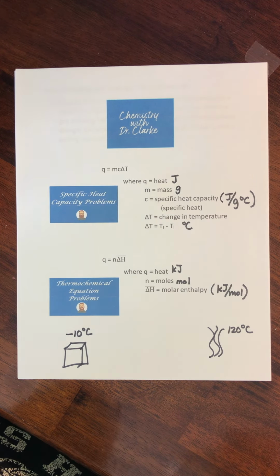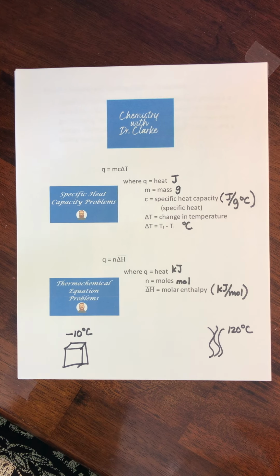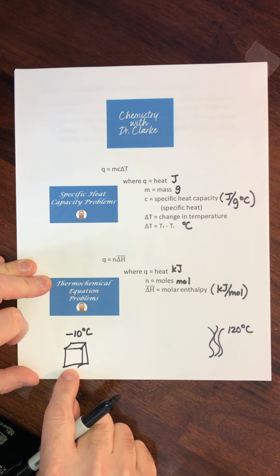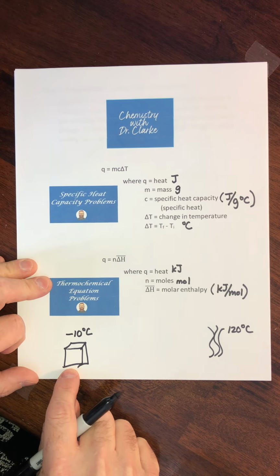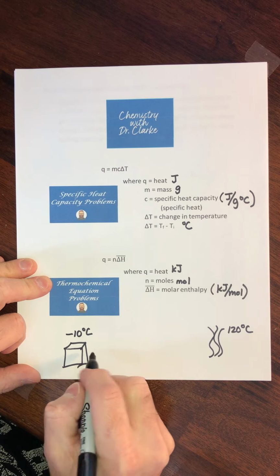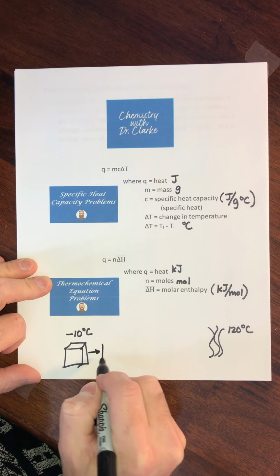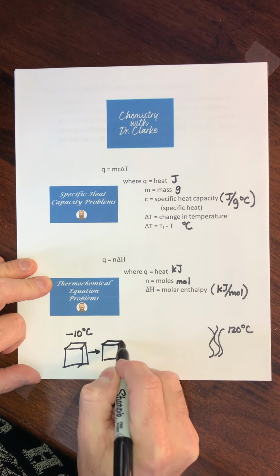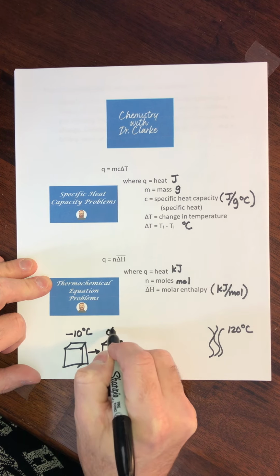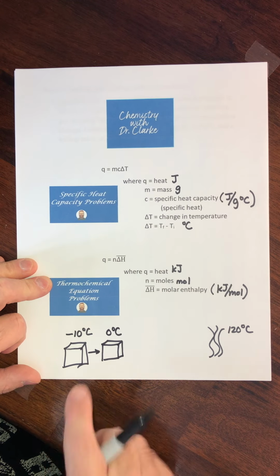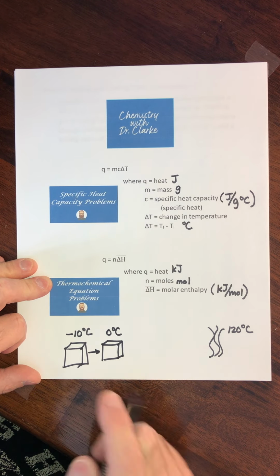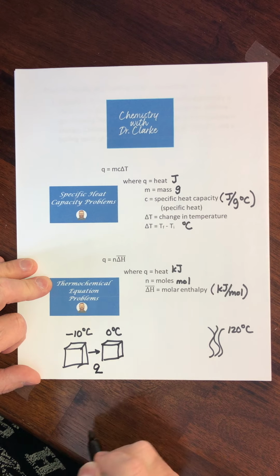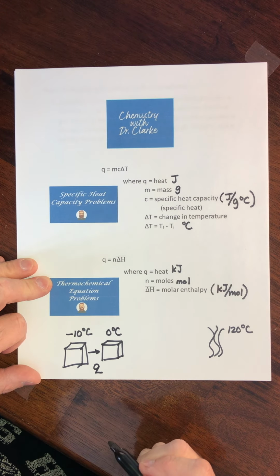And it's a series of small changes. Right? Your ice cube is not going to melt at minus 10 degrees. Ice doesn't melt at minus 10. It melts at 0. So the first thing that you're going to have to do is heat up this block of ice from minus 10 to 0 degrees. Right? Now there's heat going to be involved here. So you're going to have to put some heat in to warm up that block of ice.